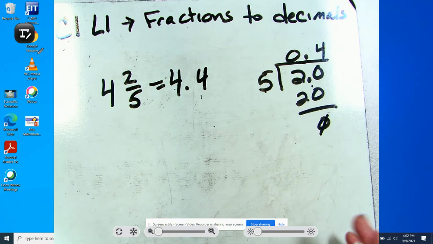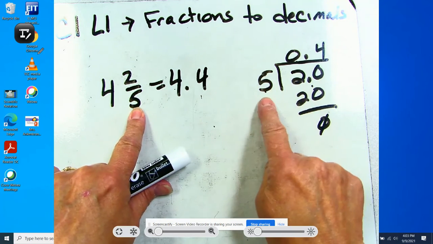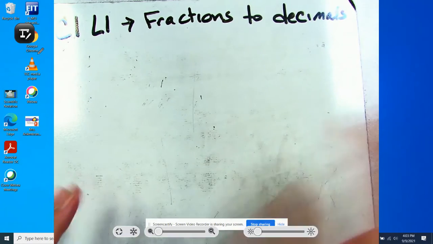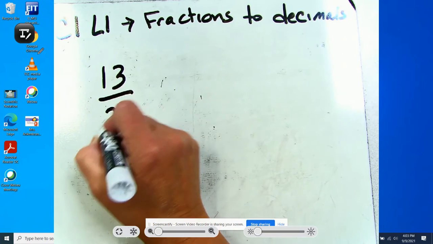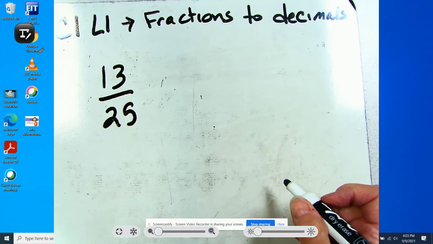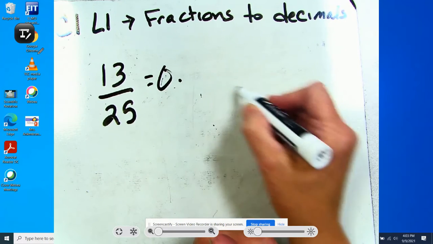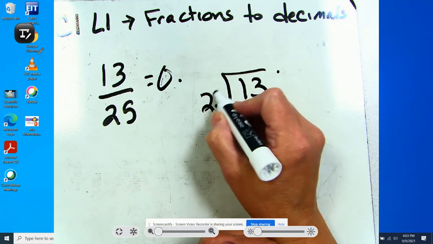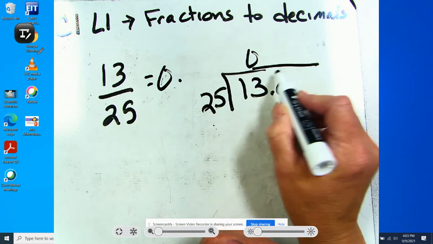Okay, I hope this helps. Numerator divided by denominator. Top number in, bottom number out. Okay? What if you had to do one that was double digits? What if you had, say, 13 and 25? Oh my goodness, how are we going to do that? Same way we did the others. We're going to put our 13 inside, our 25 outside. We're going to put our 0, our decimal, and a 0.